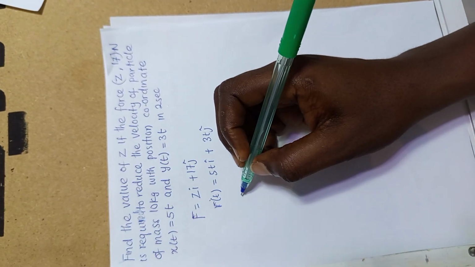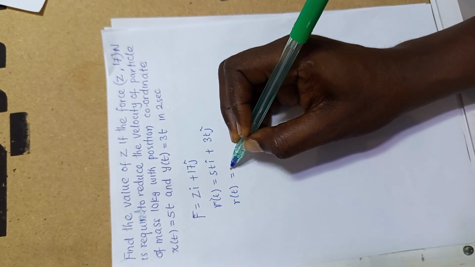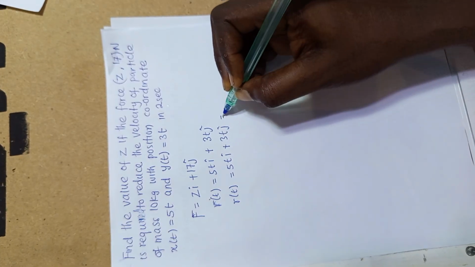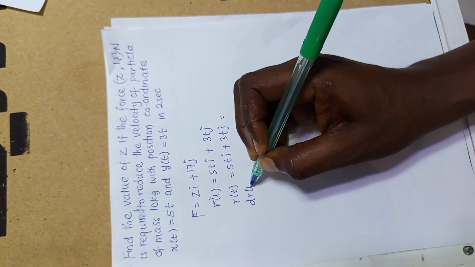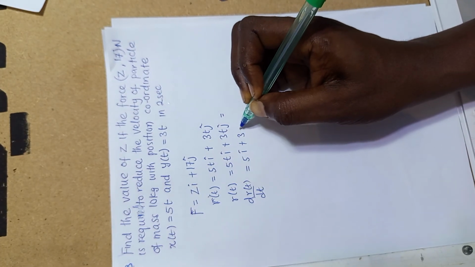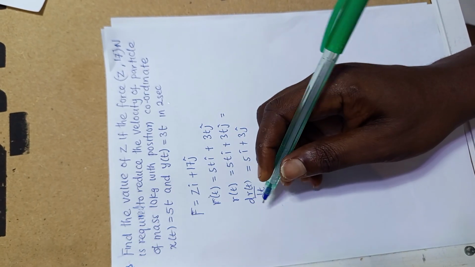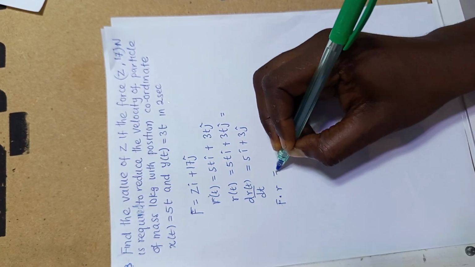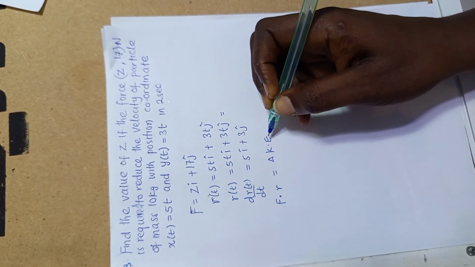So what we're going to do now is what? r of t equals 5ti plus 3tj will now become what? If you differentiate r of t over t, that gives us 5i plus 3j. Now we have to solve. We have to say the kinetic energy or the work done is equal to the change in kinetic energy.